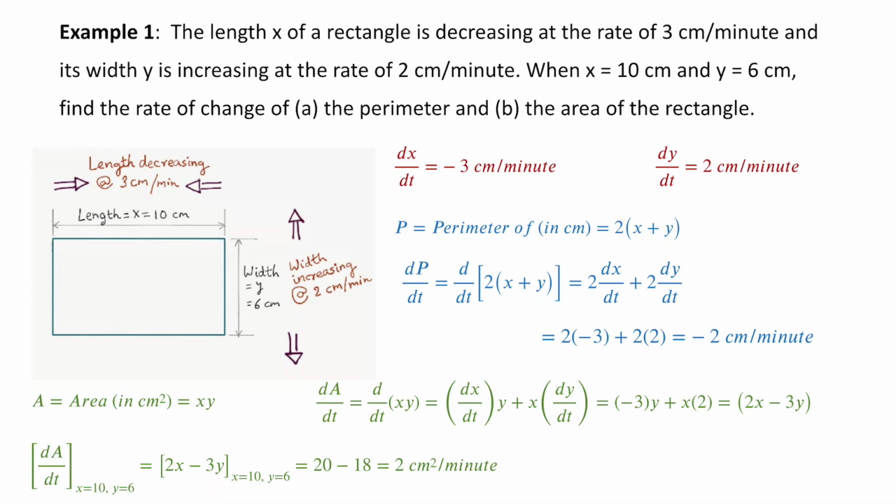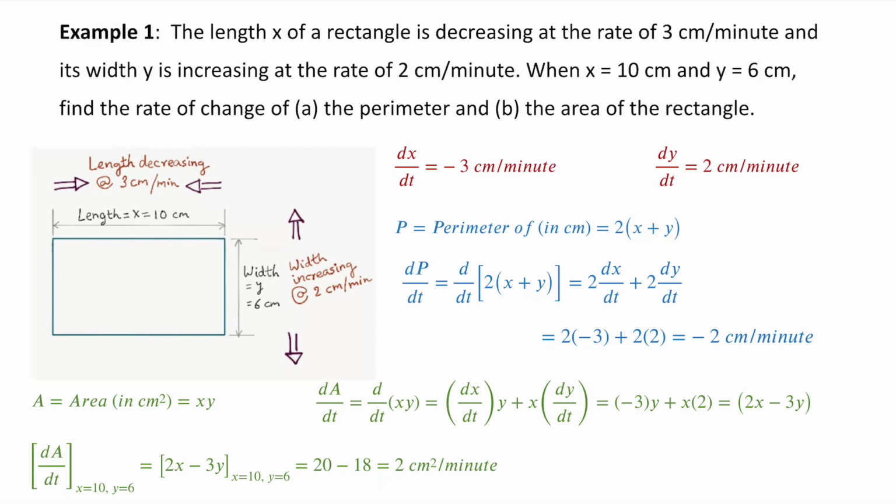So, that is very interesting. While the length is decreasing at the rate of 3 centimeters per minute, and the width of this rectangle is increasing at the rate of 2 centimeters per minute, the perimeter is always decreasing at the rate of minus 2 centimeters per minute, whereas the area of the rectangle at a particular time when x is 10 centimeters and y is 6 centimeters is increasing at the rate of 2 centimeters square per minute.